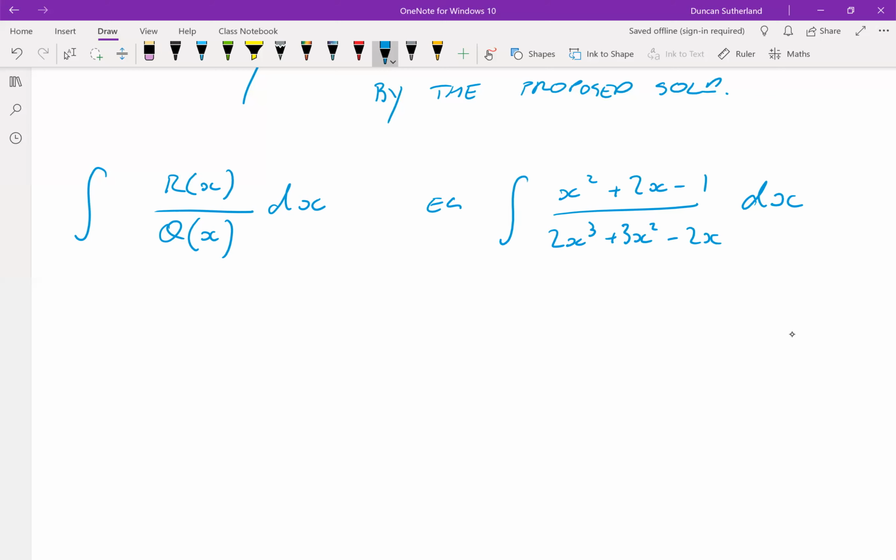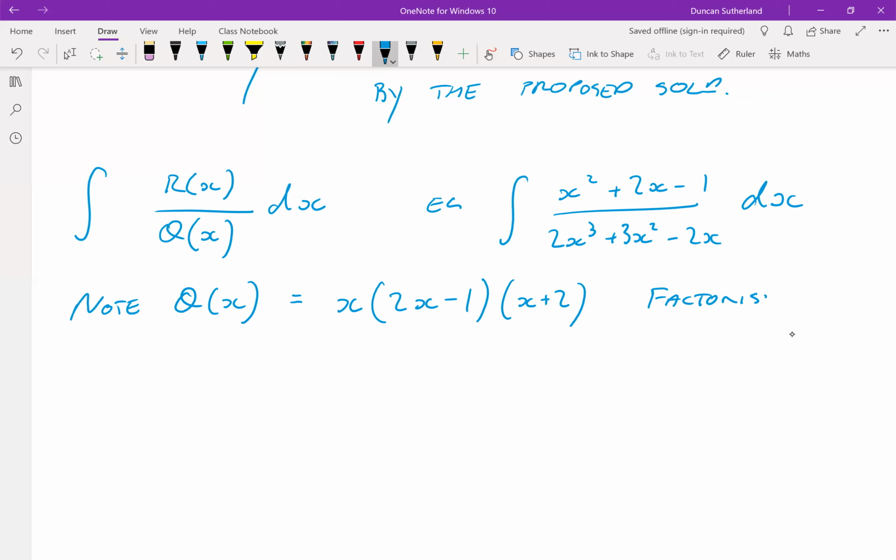Essentially what we want to do in this case, note Q(x), is firstly we want to factorize the denominator. That's our first step in all of these partial fraction things. And then we decide on a course of action based on how Q(x) factors.